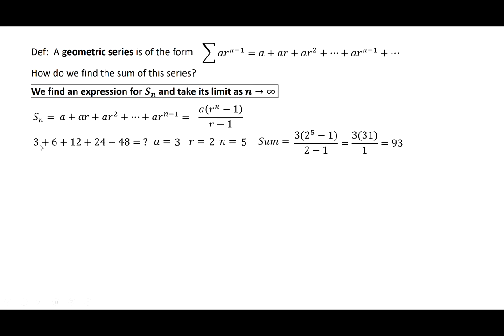So let's see. 3 plus 6 is 9. 9 plus 12 is 21. 21 plus 24 is 45. 45 plus 48 is 93. Right? So this formula did work. Isn't that cool? Right? So with that, let's go to the next one.